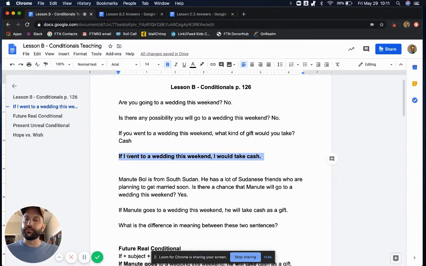Okay. So it's important to see that. If I went, not if I go to a wedding this weekend. You can say that, but that's not what we're doing right now. We're using if I went to a wedding this weekend, I would take cash. The reason why we're using went and would, and I'll explain this more in just a minute, is because we're talking about possibility. Okay? All right. So stay with me.